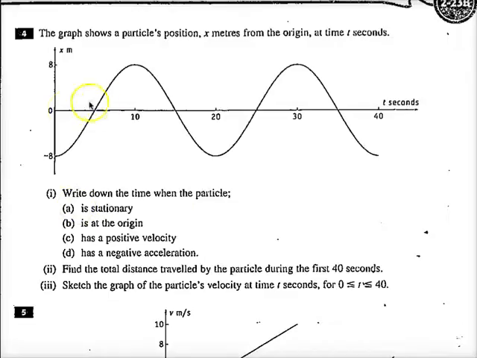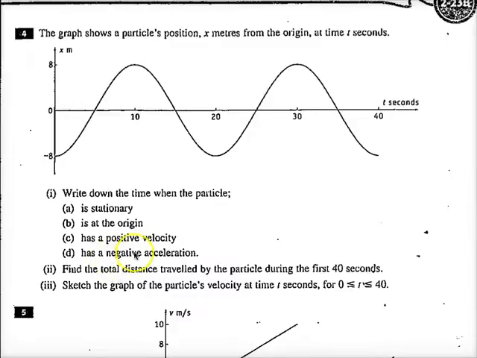And when is the particle at the origin? Well, that's nice and easy. It's at these points that I'm pointing to here. Looks like 5, 15, 25, 35 seconds. When does it have a positive velocity? It's when the gradient's positive, so between 0 and 10 seconds, and between 20 and 30 seconds.